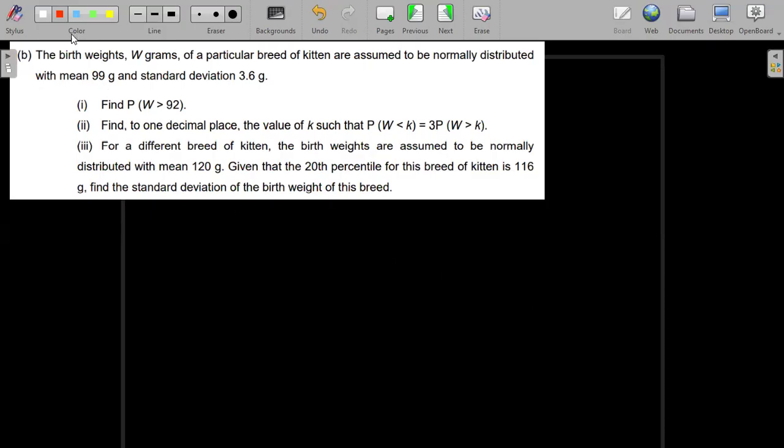Okay, so let's start. The first question says the birth weights, W grams, of a particular breed of kitten are assumed to be normally distributed with mean 99 grams and standard deviation 3.6 grams. So I've been told that the mean is 99 and the standard deviation is 3.6. Now let's look at the questions. The first question: find the probability that W is greater than 92.